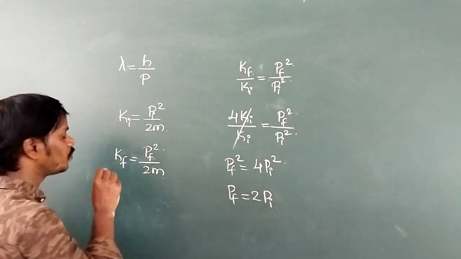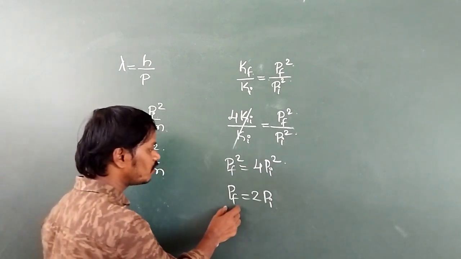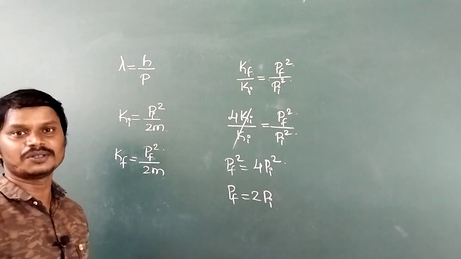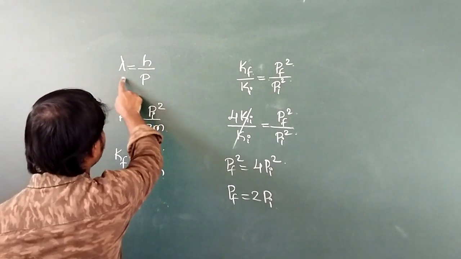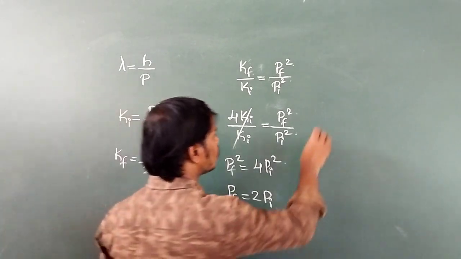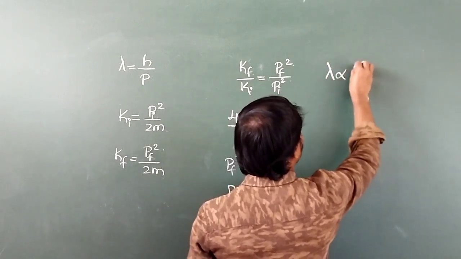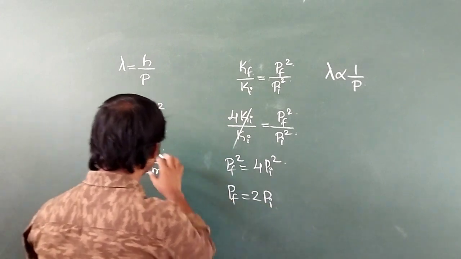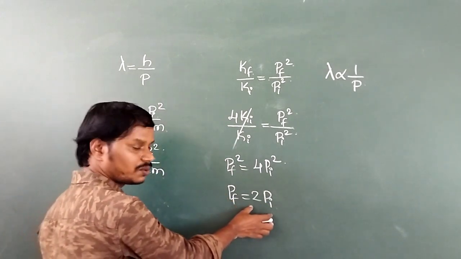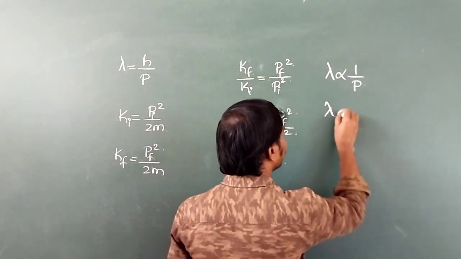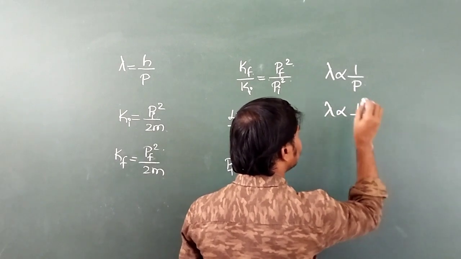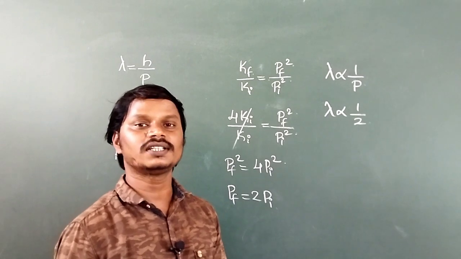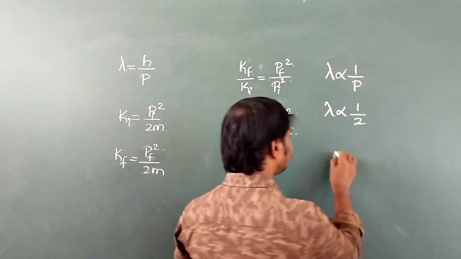So the momentum increased by 2 times. Kinetic energy increased by 4 times means the momentum increased by 2 times. Then the wavelength decreased by 2 times because the wavelength is inversely proportional to momentum. So if the kinetic energy is 4 times, then momentum is 2 times. Then we can write lambda is inversely proportional to 2. Then what is 1 by 2? 1 by 2 is 0.5. In terms of percentage, 50%.